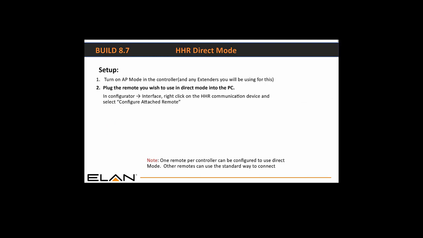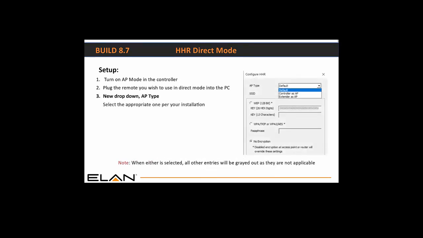All right, so after that's all set up, you plug in your remote like you would normally do, go into the communication device for the HHRs, and then connect to the connected HHR. In that menu, there's now a new option, AP type. Default is the standard way, and there was no option for that before. That's just how they worked. Now there's an option to connect to the controller or connect to an extender. Select the one that is appropriate and it will download.